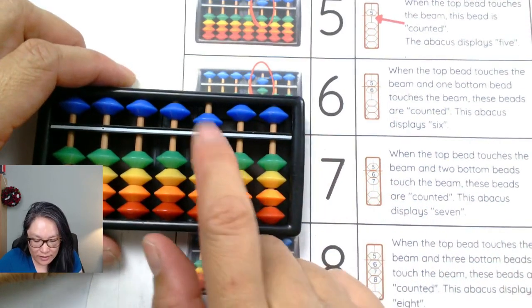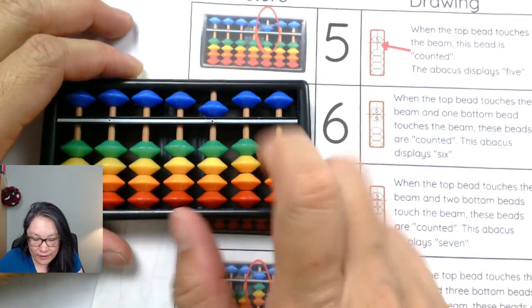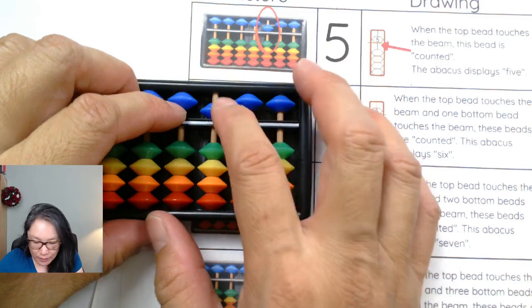What are we doing? So this is 5. After 5, all the top bead, right? All the top bead is a value of 5. This is a value of 5. This is the top bead, right?